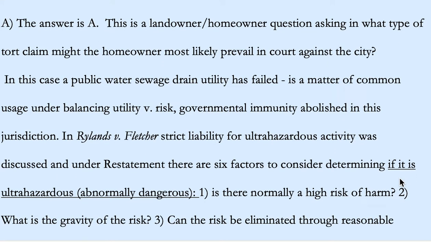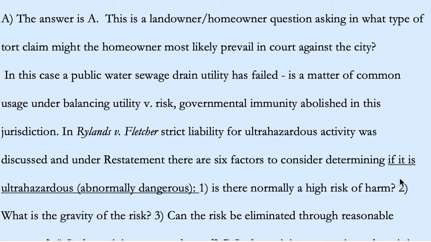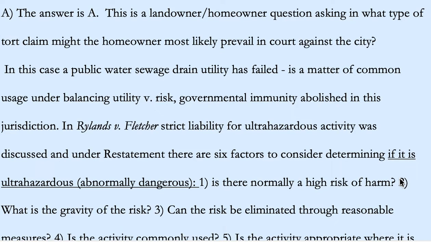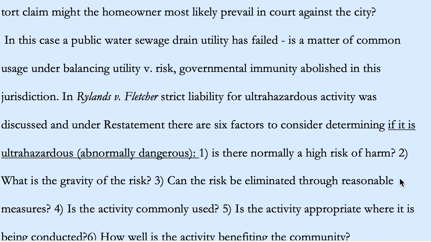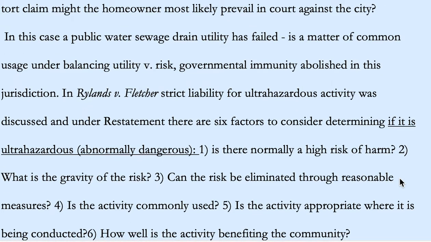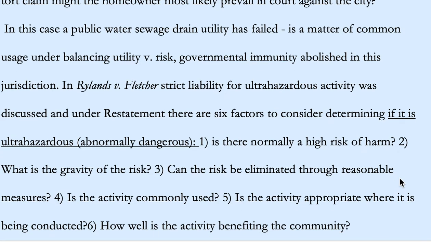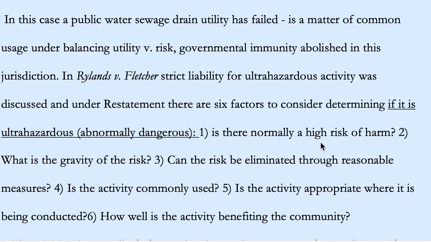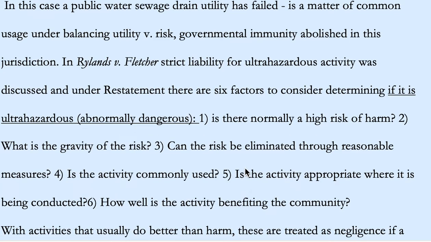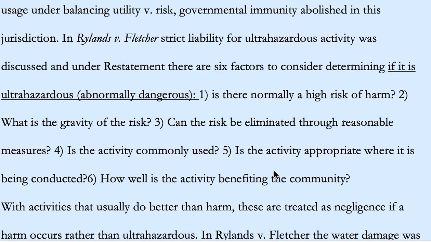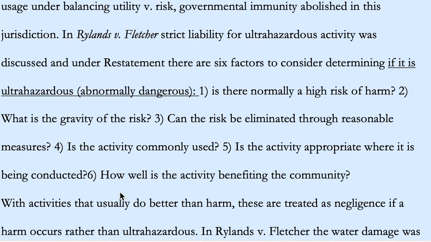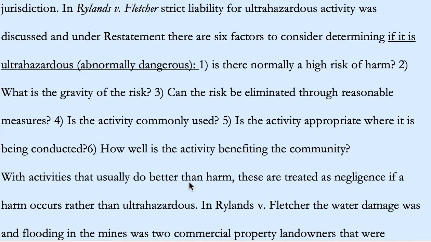And if you look at Rylands versus Fletcher, that was a strict liability for an ultra-hazardous activity that was discussed under the Restatement. There are 6 factors in determining if it's ultra-hazardous, abnormally dangerous. Is there a normally high risk of harm? What's the gravity of the risk? Can the risk be eliminated through reasonable measures? Is the activity commonly used? Is the activity appropriate where it's being conducted? How well is the activity benefiting the community?